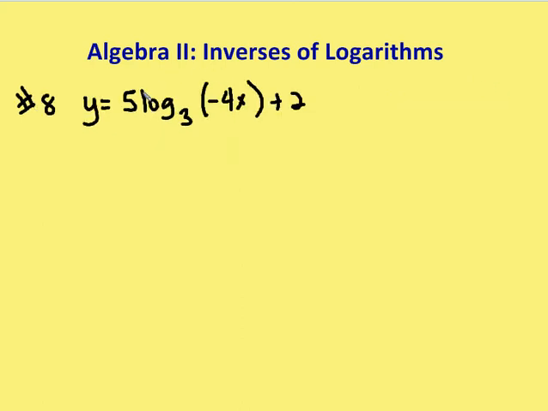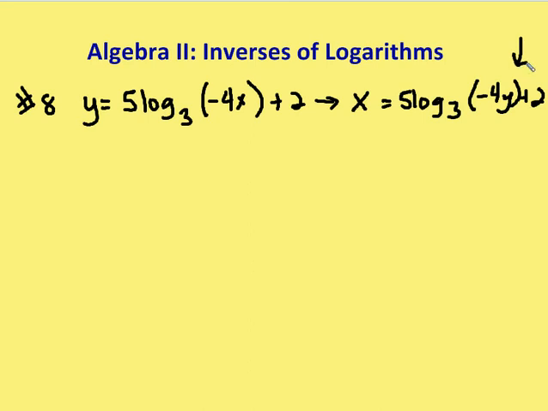In the second problem, we're again going to take a log form and we're going to convert it to exponential form in order to find the inverse in terms of y. So we write this equation by switching the x's and the y's, and x is equal to 5 log base 3 of (negative 4y plus 2).